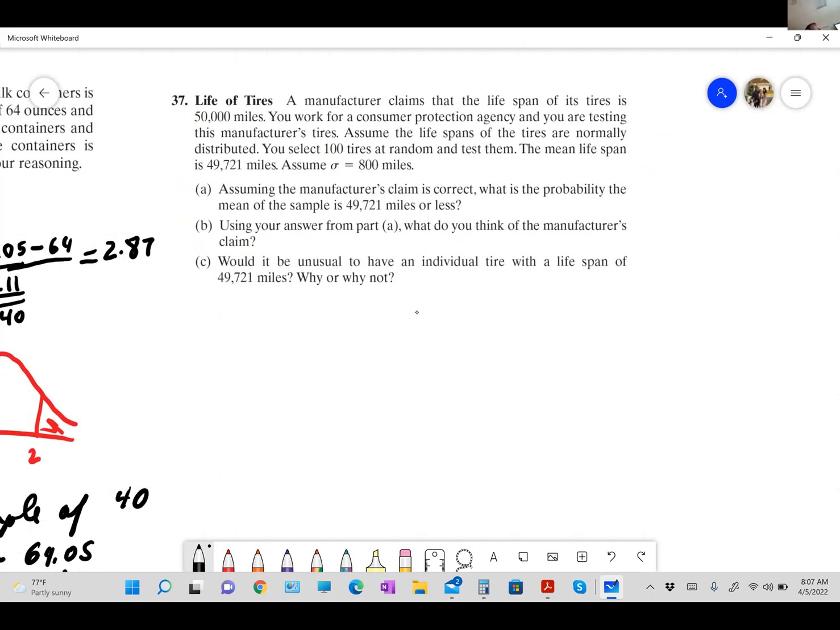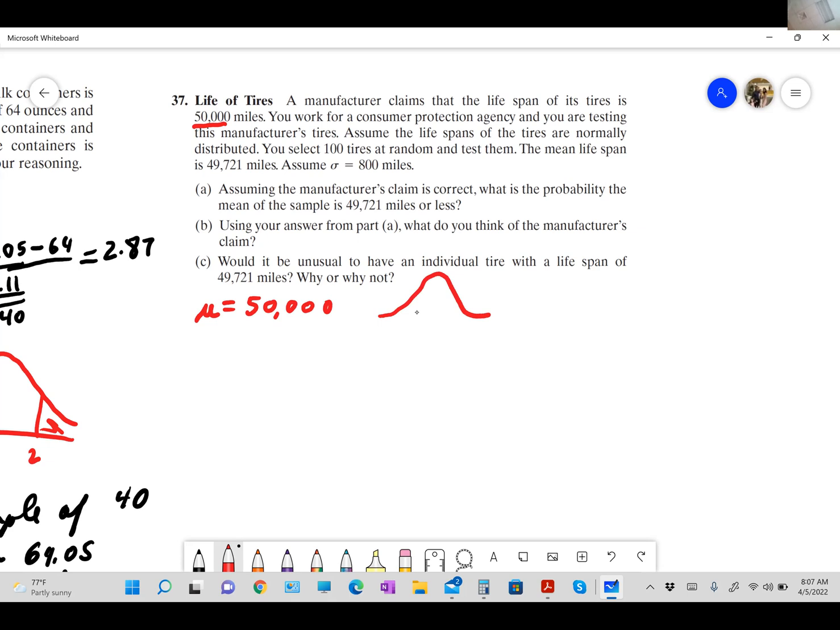All right. Number 37: a manufacturer claims that the lifespan of its tires is 50,000 miles. So this is the claim right here. You work for a consumer protection agency and you're testing this manufacturer's tires. Assume the lifespans of the tires are normally distributed. So here's what you have so far. The mean claimed by the manufacturer is at least 50,000 miles. Yes or no? And then it's saying that the original distribution is normally distributed.